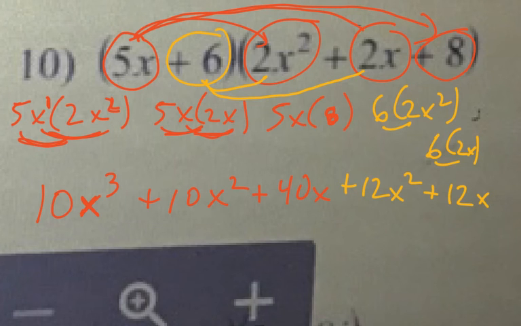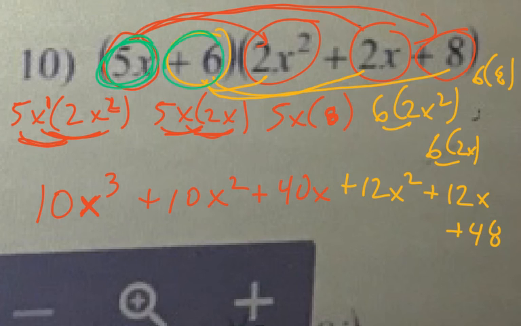And then I'm finally going to do 6 times 8. Let me just squeeze it in up here. Well, what's 6 times 8? That's a plus 48. So notice again, the 5x and the 6, both those terms in the left parentheses, each one times all 3 terms in the right parentheses. Again, this is what we call distributive property.